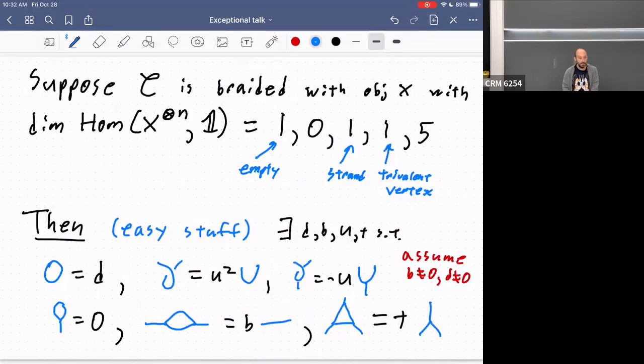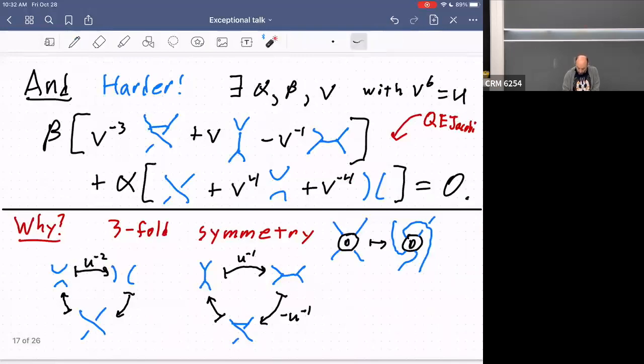So those are the easy relations. Now get to the hard ones. Now the hard ones always involve looking at the right kind of symmetry.